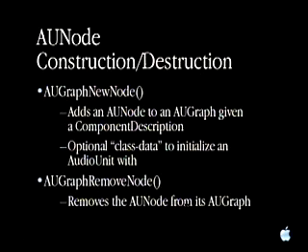To create a node, you would call AUGraphNewNode. The argument to this function is a component description, which specifies the type, subtype, and ID of the component. This is information that you would get from the FindNextComponent Component Manager call. It's also possible to pass what we call class data to initialize an audio unit with, and we'll talk about that in a minute. AUGraphRemoveNode just takes it out of the graph.